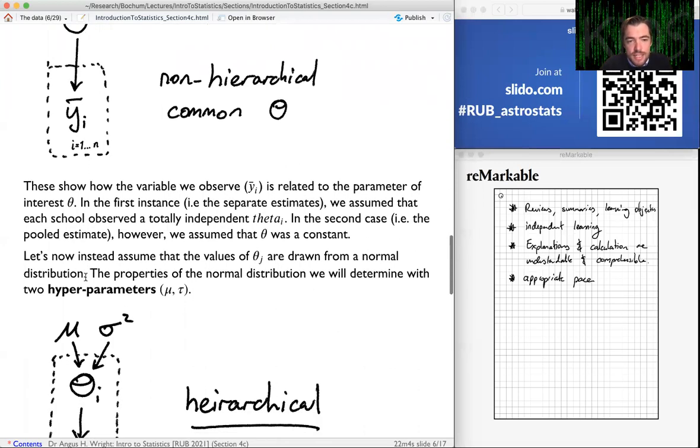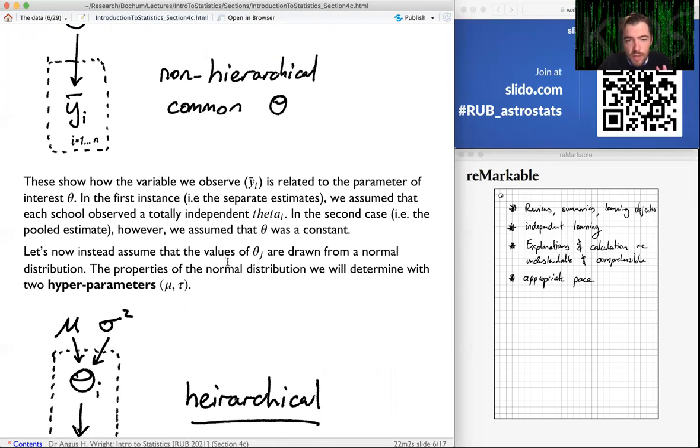What about if we instead now assume that theta can vary? Theta can vary from school to school, but it varies because of noise. It's actually drawn from a true parent population, which has a mean that tells you the true effect of coaching.